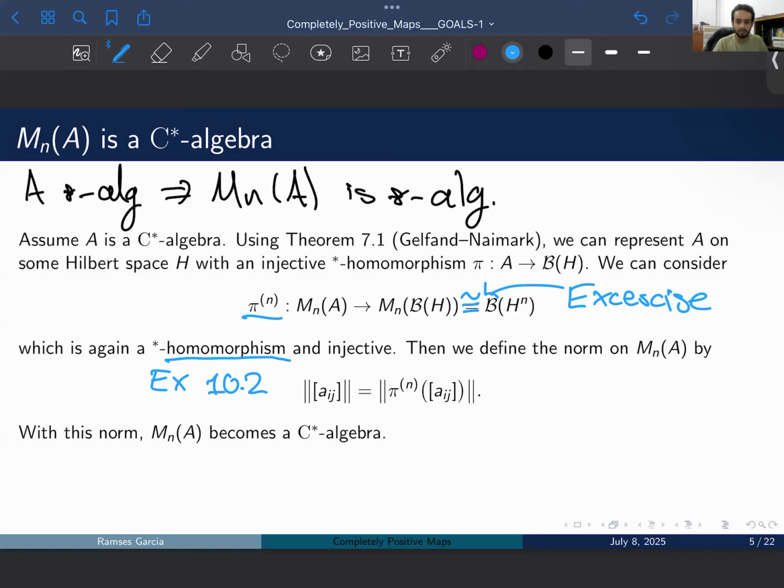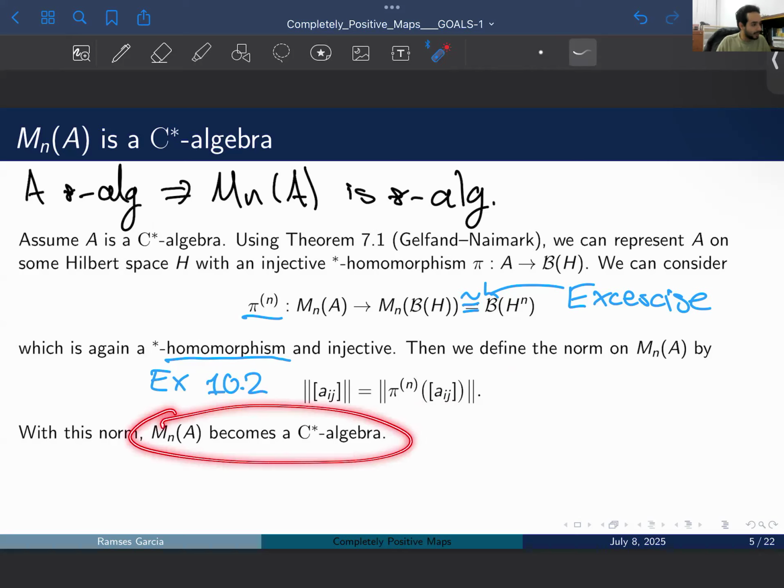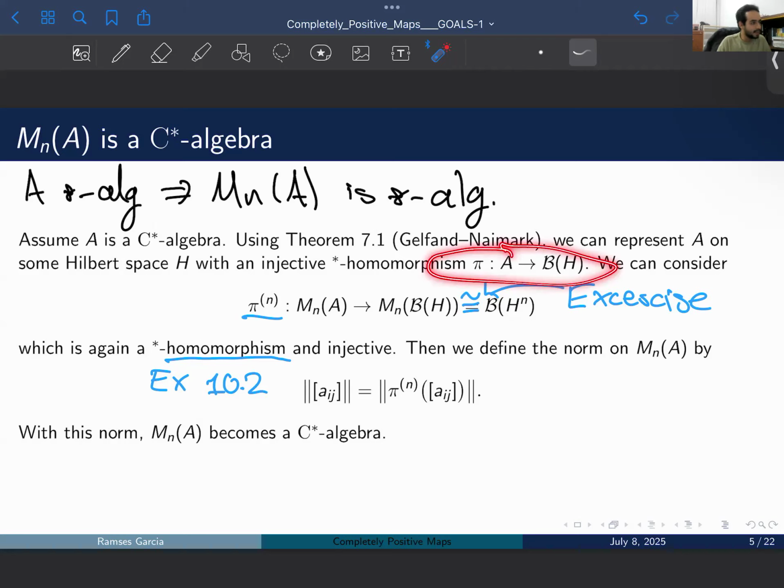Then we can define a norm just by using this star homomorphism. Since it is injective, we have a norm, and since we have a star homomorphism, this norm is a C-star norm. With this norm, the matrices become a C-star algebra, and it is an interesting fact that this construction doesn't depend on the star homomorphism P. As long as it is injective, we can take another representation.